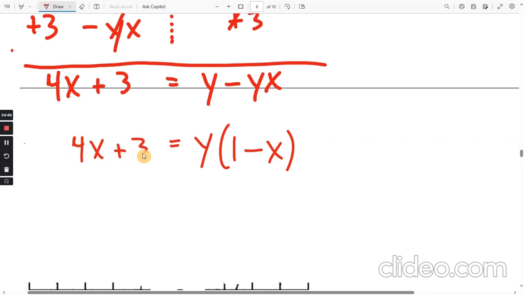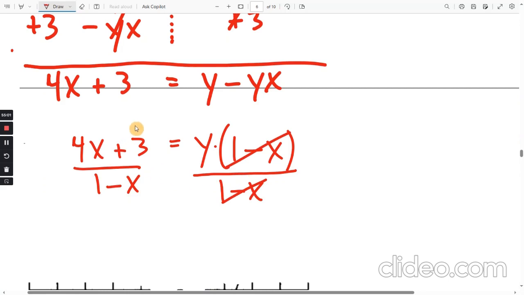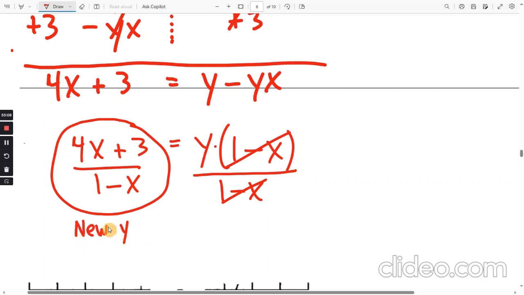And finally, solving for y, this is y times 1 minus x. The opposite is dividing by 1 minus x. Cancels here. And this right here is your y. That's your new y. In other words, that's your inverse function, f negative 1 of x. It looks like negative 1 is the exponent, but no. Again, that means inverse. So 4x plus 3 over 1 minus x.